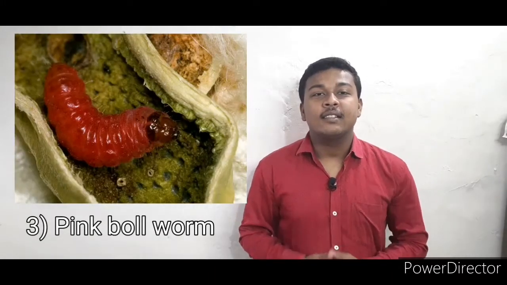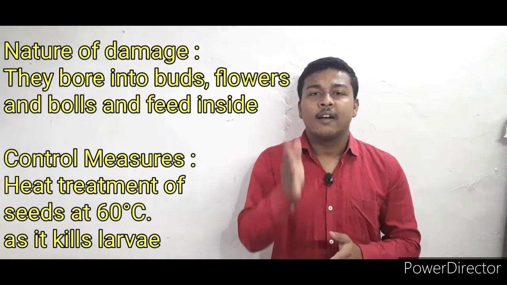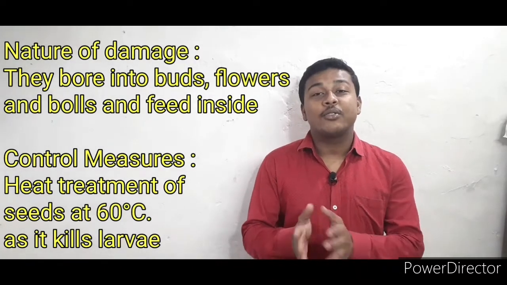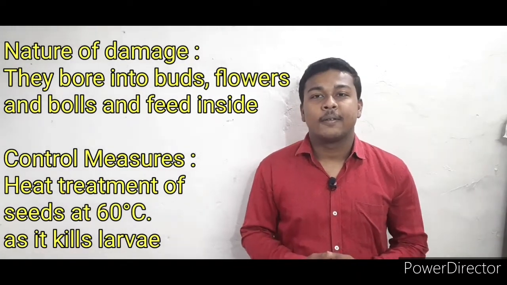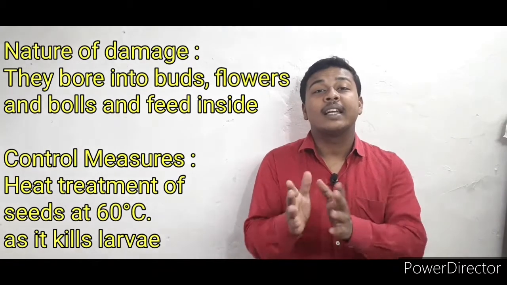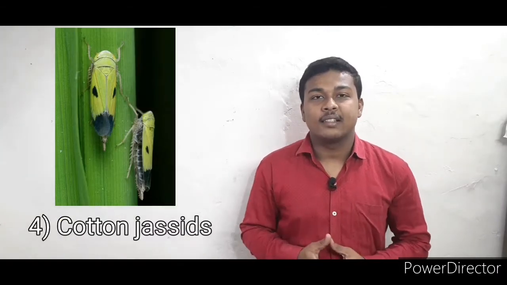Now the next pest is pink bollworms. In this, they bore into the buds, flowers and balls and feed inside them. And to control this, heat treatment of the seed should be done at 60 degrees Celsius, which actually will kill the larvae.